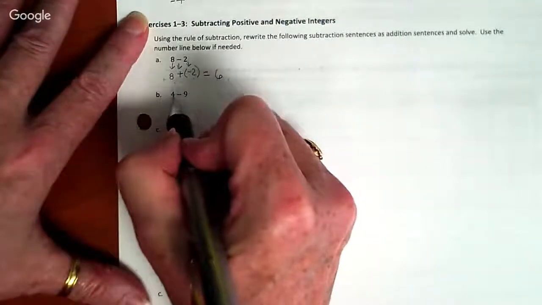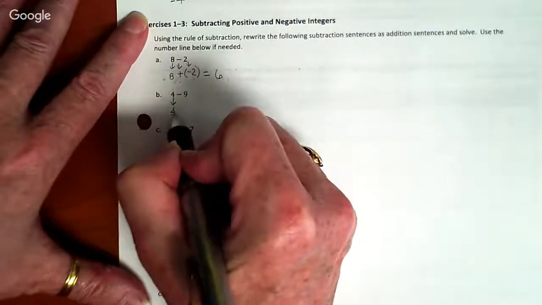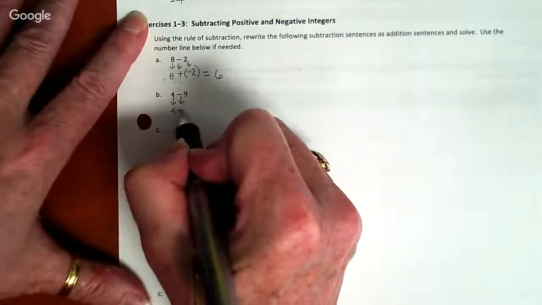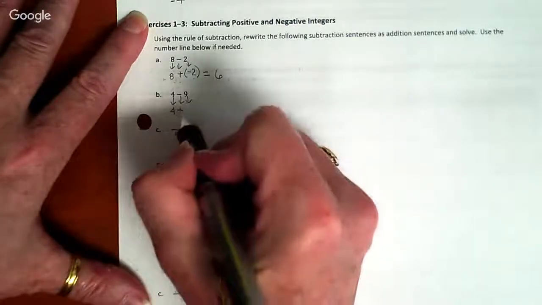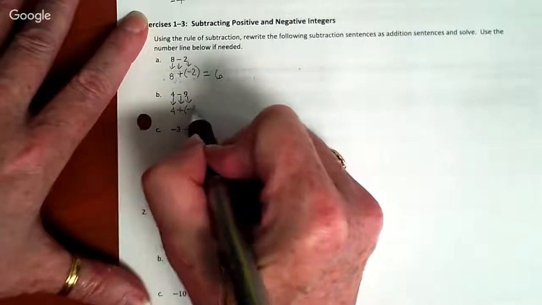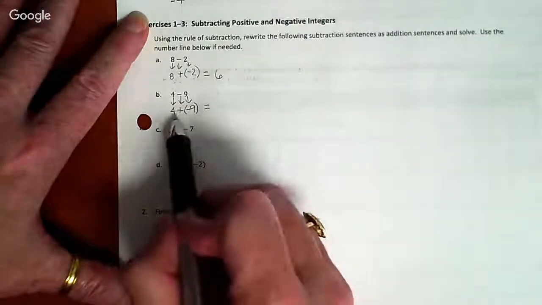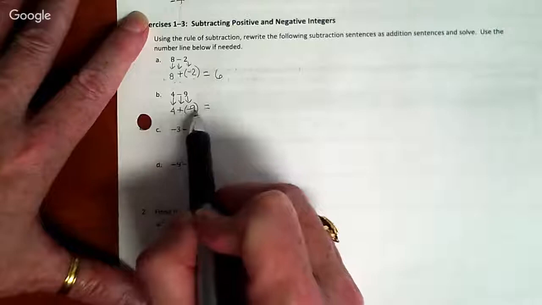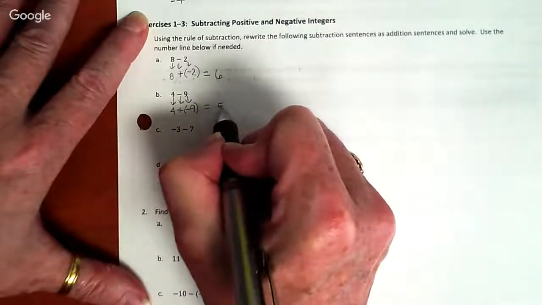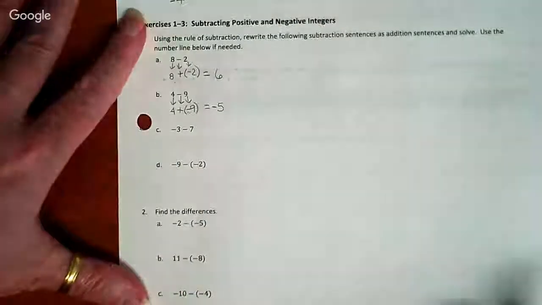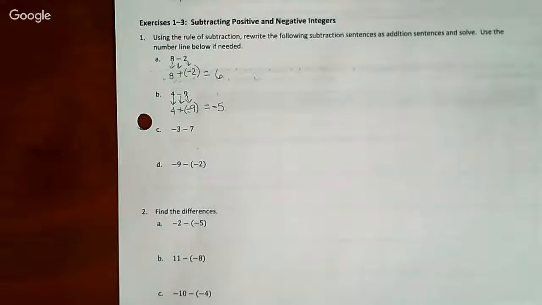So our next one is leave our first one at 4. Change our operation from subtraction to addition. Change our second number to its opposite, which is negative 9. And then add. 4 plus a negative 9. 9 minus 4 is 5. 9 is larger, its sign is negative, and so is my answer. So basically what we're doing is changing it to addition so we can add, okay?